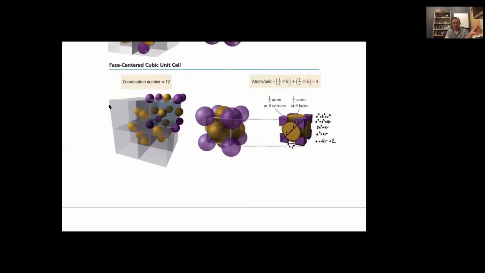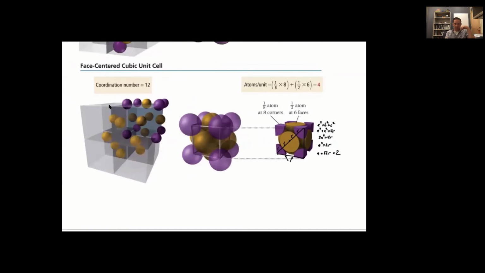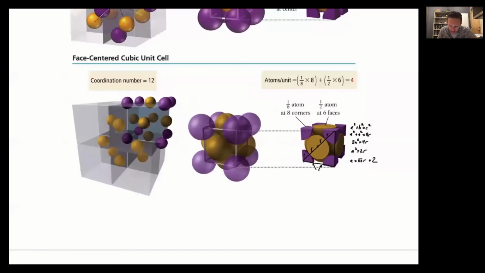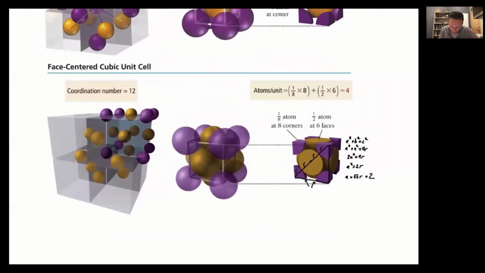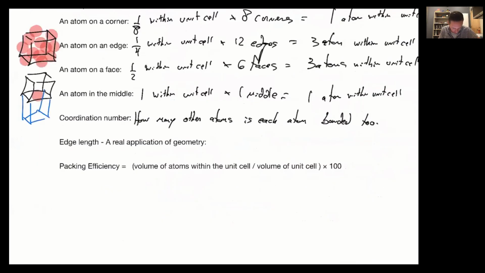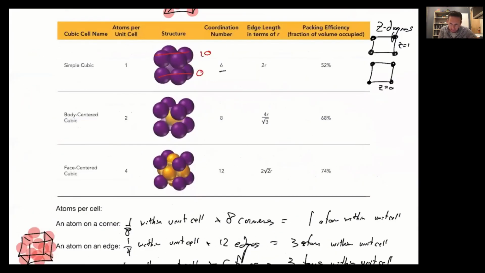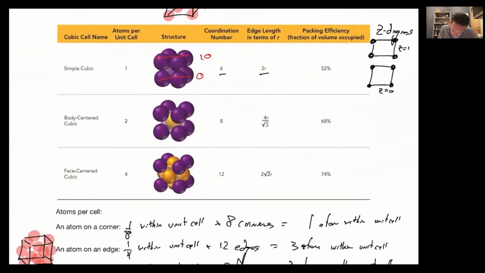You're finding the radius, where they touch, and you put that in perspective of the edge. We want to know what the edge is because we're going to need to know the volume of a unit cell. So edge length, the real application of geometry. This is the length of one edge in terms of the radius. And so simple cubic is 2r.